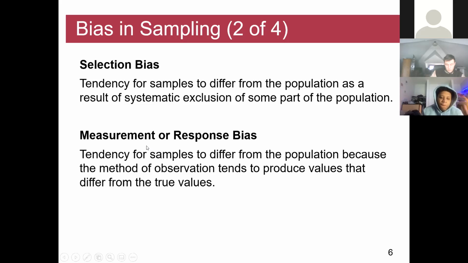Another type of bias is called measurement or response bias. Now, what does this mean? It means there's some systematic way that the measurement is giving wrong results.